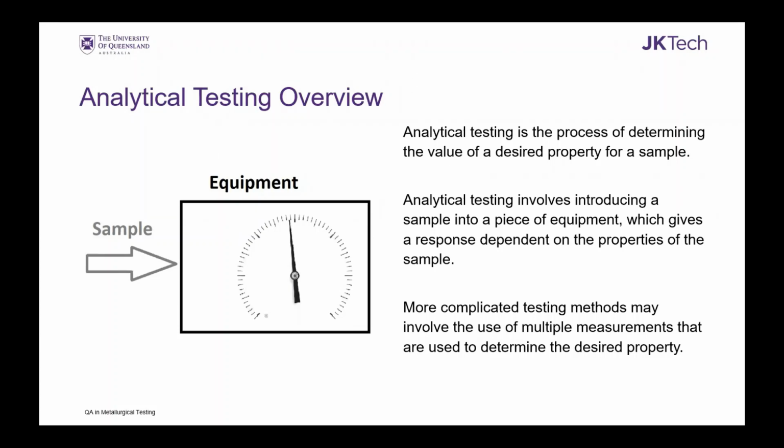But yes, the Bond ball mill test involves measurement of your feed size, your product size. It involves mass measurements. It involves measurements of the amount of material ground per revolution, and all those feed into the work index, which is what you get at the end of the Bond ball mill test.